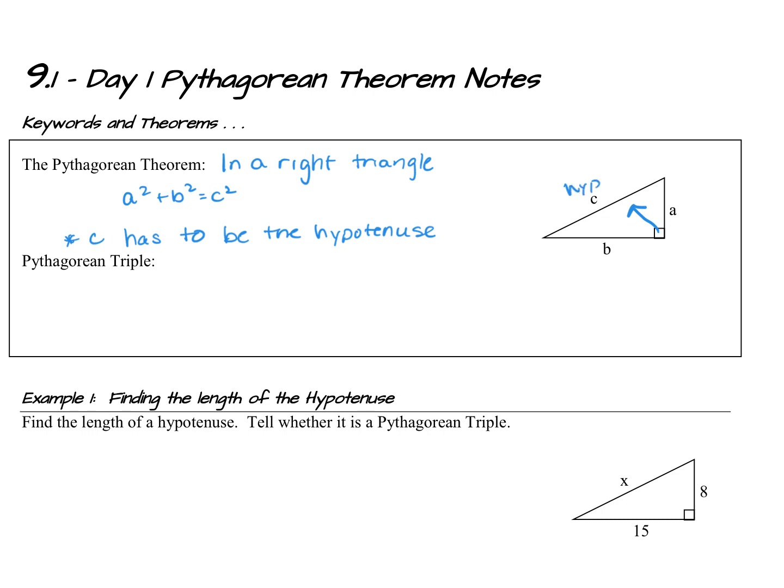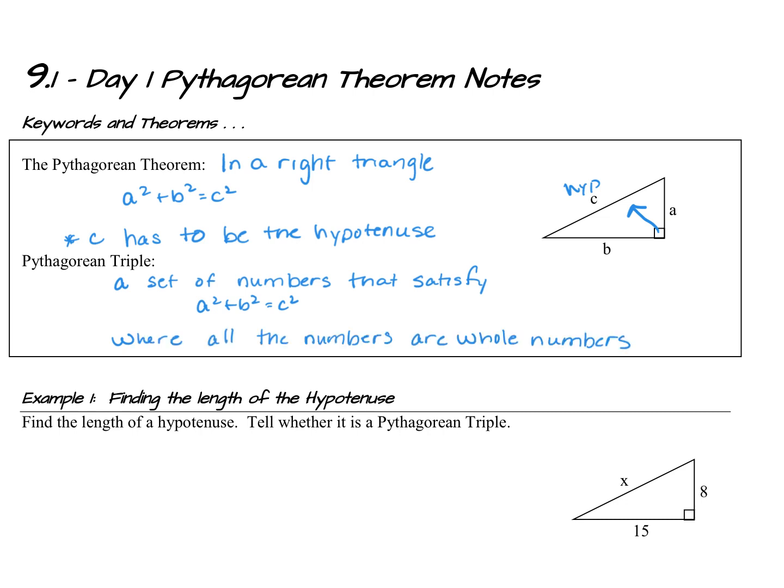And then the other word we're going to talk about is Pythagorean triple. A Pythagorean triple is a set of numbers that satisfy the equation a squared plus b squared equals c squared, where all of the numbers are whole numbers. So what that means is that you can't have any decimals, you can't have any fractions, can't have any radicals. They have to end up being whole numbers to make that work.